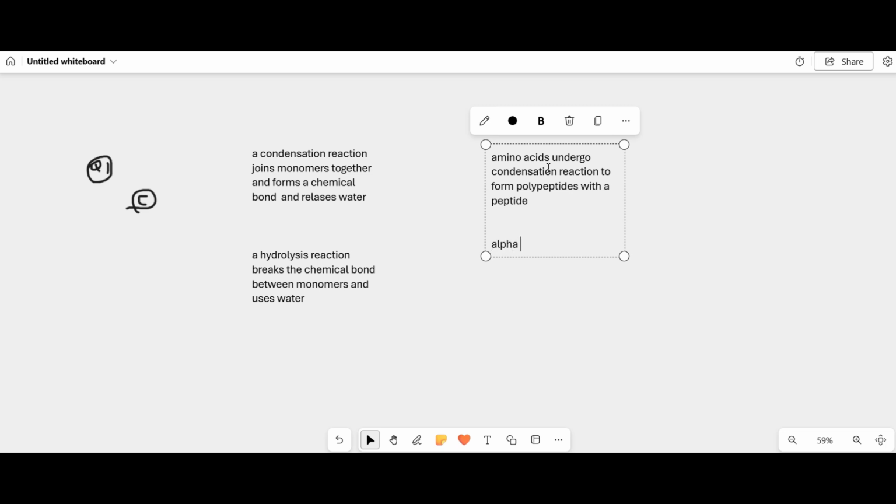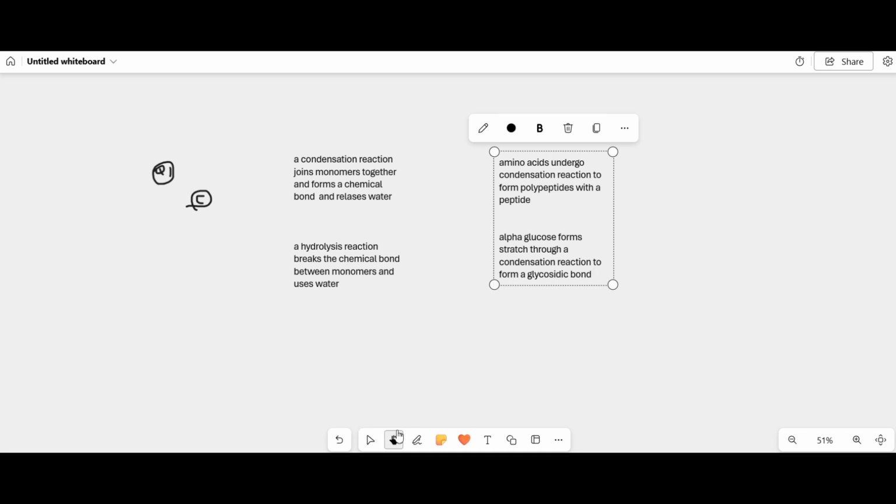And then alpha glucose forms starch, obviously. You can also say it forms glycogen as well. Under a condensation reaction, to form a glycosidic bond. So again, you got to talk about the bond. So this is obviously glycosidic.